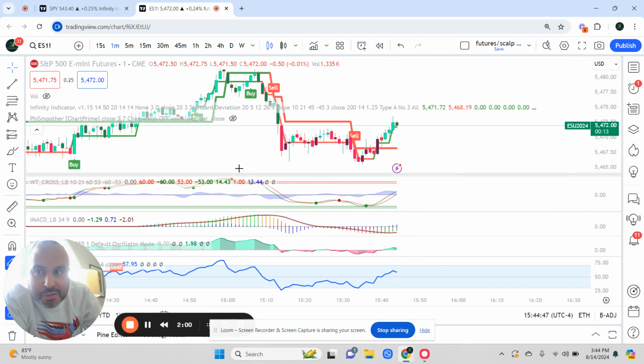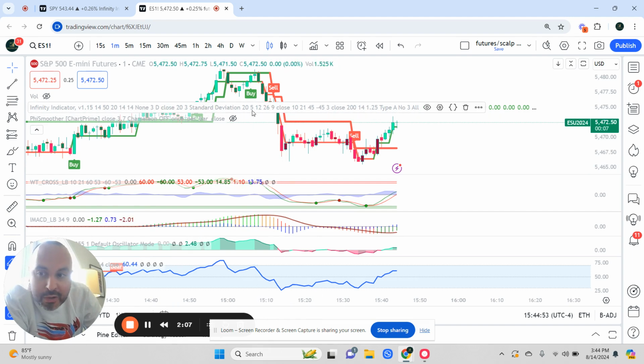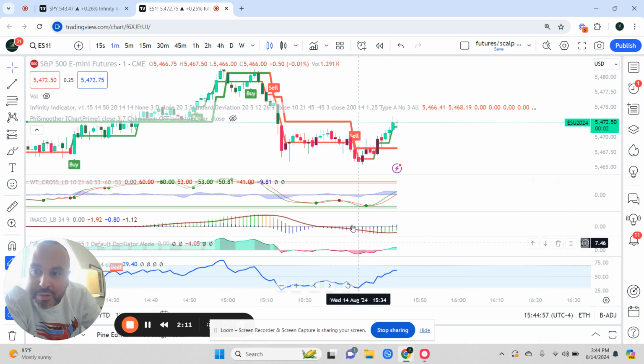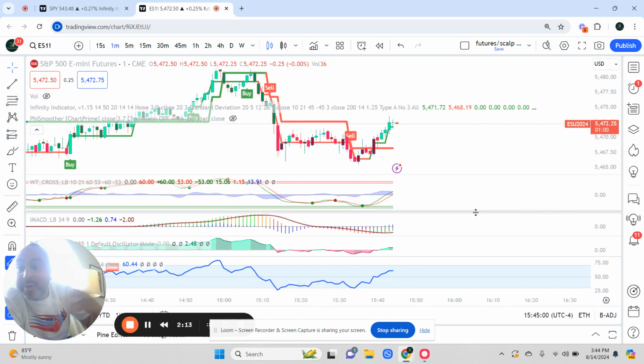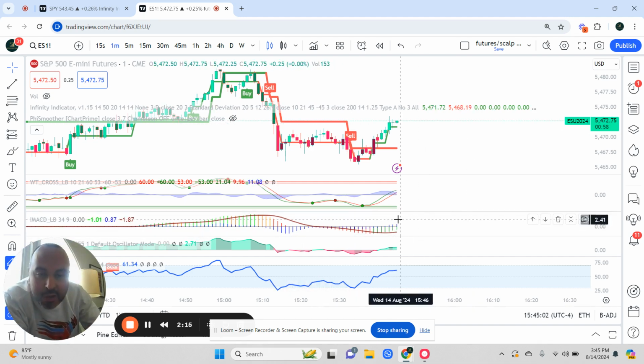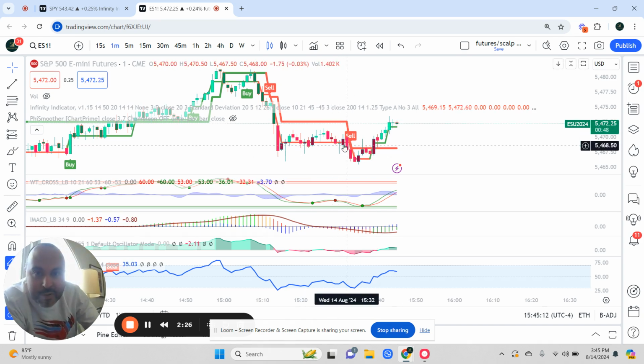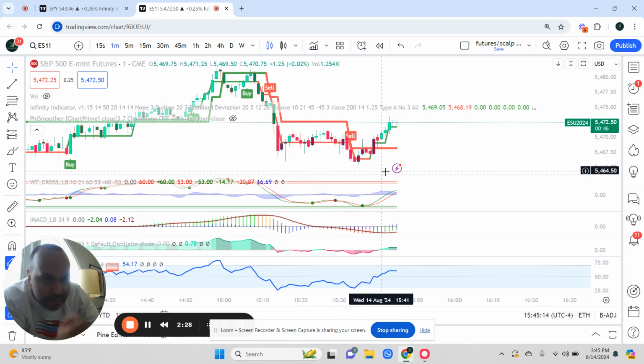Couple things. Obviously, we're only going to use the infinity indicator. However, I'm going to also show you some other indicators that I use if you're using a premium version of TradingView that you may want to add as secondary indicators to kind of give you better direction. Actually, this trade is kind of a perfect example right here.